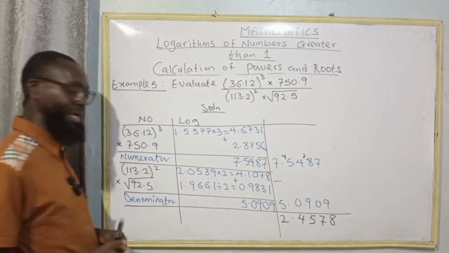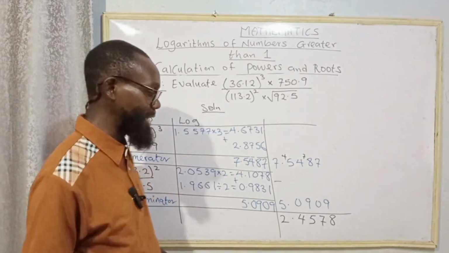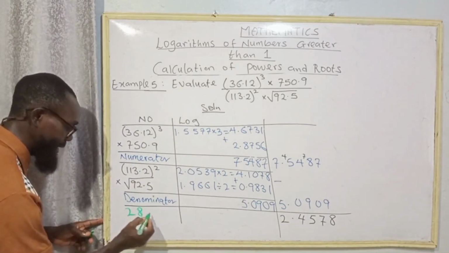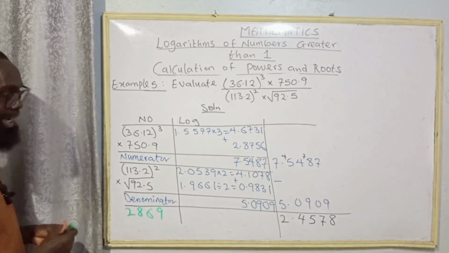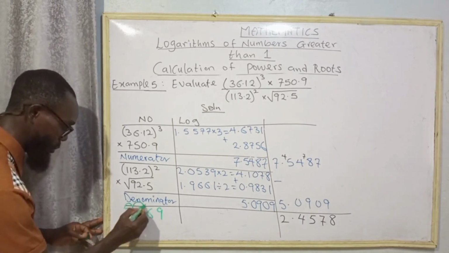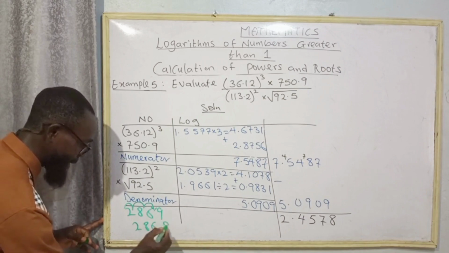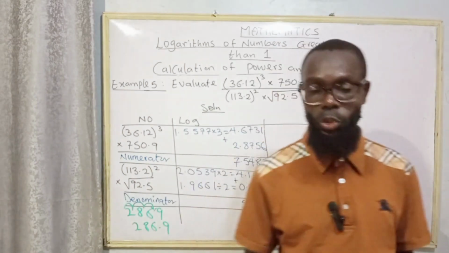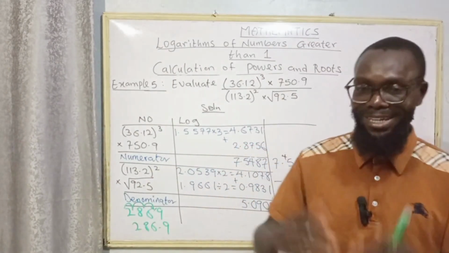So, to check our final answer, we are going to check anti-logarithm. 45 under 7 difference 8. So we have 2, 8, 6, 9. To locate our point, you add 1 to this 2. So 1 plus 2, we have 3. So you shift 1, 2, 3. So we have 2, 8, 6.9. So this is how to work out logarithms of number greater than 1.